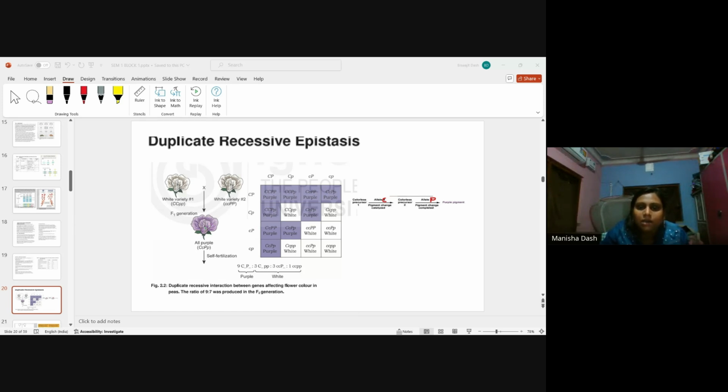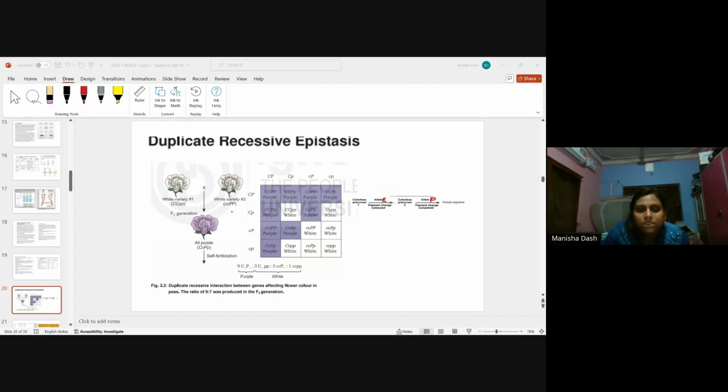Here, if you look into the pathway, there is a colorless product which is converted into a colorless intermediate by capital C, and the colorless intermediate is converted into a purple pigment by the activity of capital P. If you hide this part, what should we expect? Wherever there is a capital P, we should expect a purple color. But if you observe carefully, the effect of capital P is actually influenced by capital C.